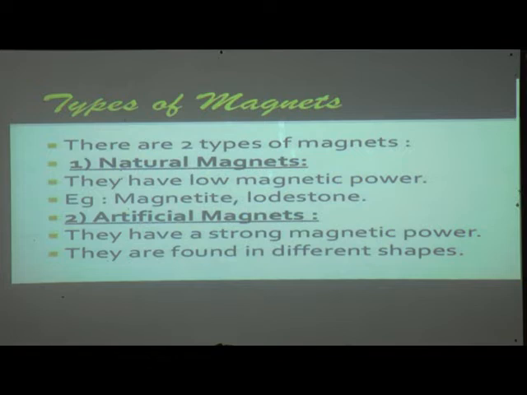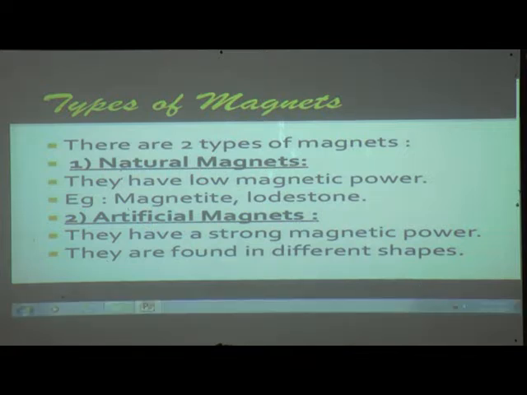Now next, types of magnets. So there are two types of magnets. First one is natural magnets and second one is artificial magnets.